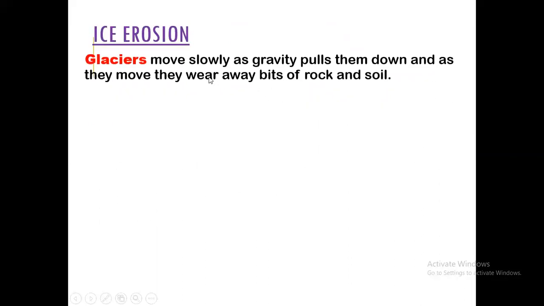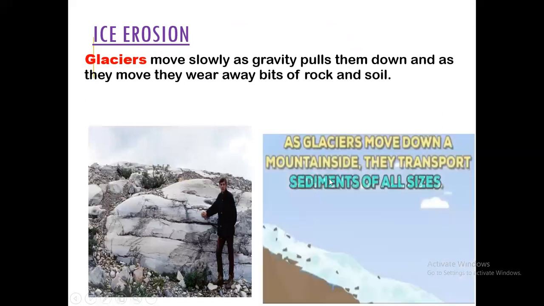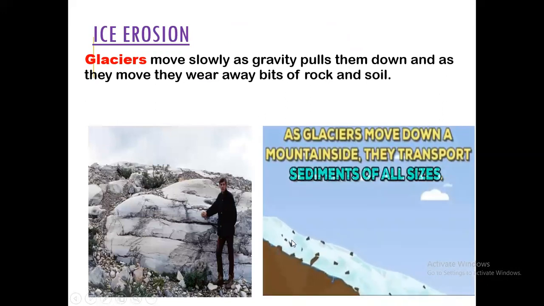Ice erosion. When glaciers and big pieces of ice fall from a mountain because of gravity, they break down bits of rock beneath them and carry them down the hill. That's how glaciers move down a mountainside and transport sediments of all sizes.